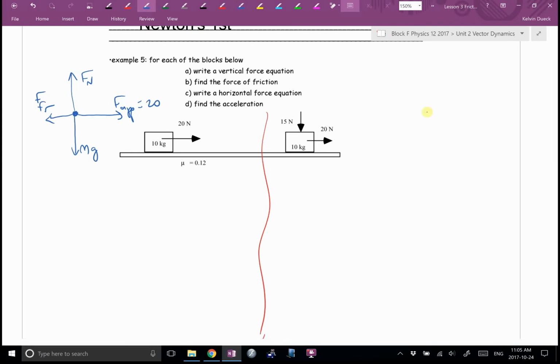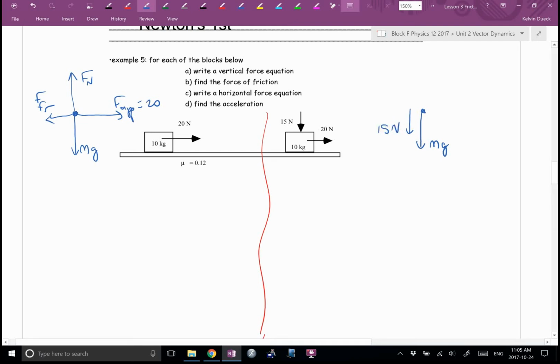What about the right-hand side? What are the forces acting on it? Get the obvious one. Gravity down. Is it sinking into the ground like quicksand? Is it flying like Superman? Are there any other vertical forces? Well, there's also a 15 newtons.